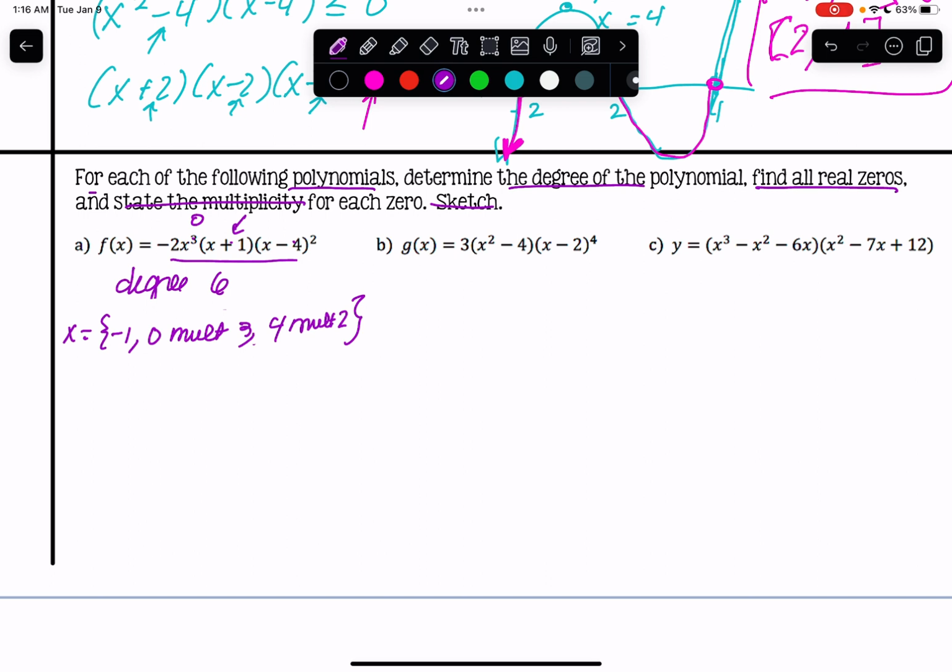All right, and so I have degree 6, so my function's going to have to point up on both ends. Oh, no, we have a negative 2x cubed right here, right? So because we have a negative coefficient, we would point down.